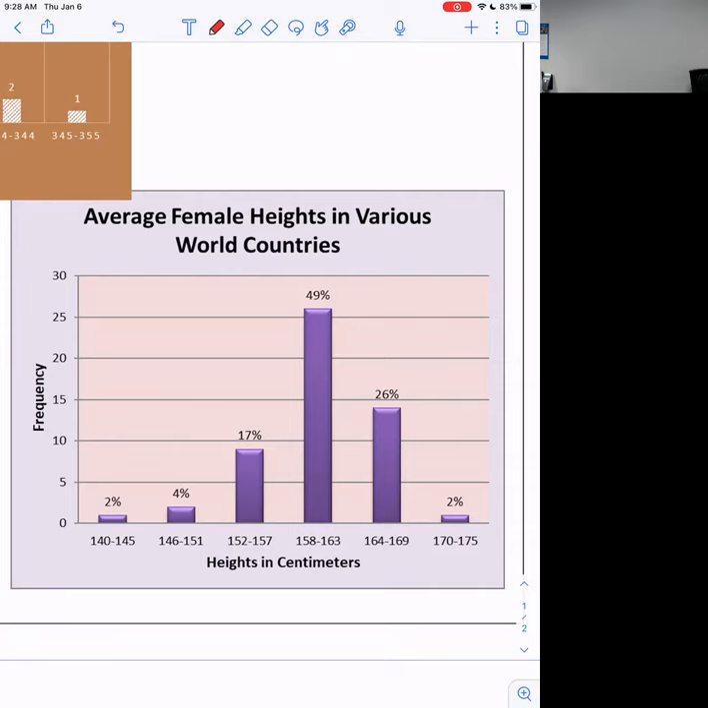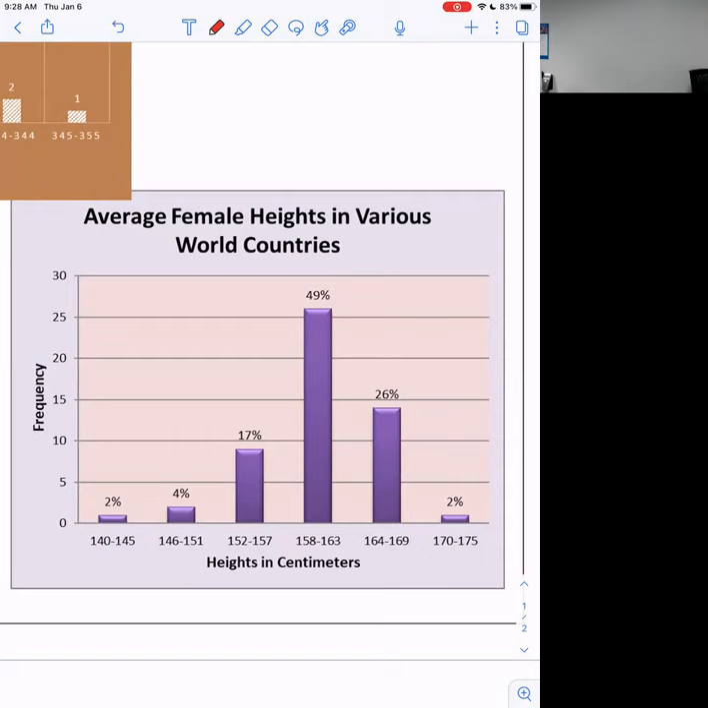It's got a good label on it. Notice they told us not just height, but they said height in centimeters. That's pretty important. They got centimeters in there, isn't it? And let's see, average female heights in various world countries. That's a pretty excellent title. I can't think of anything I don't know there from that statement.